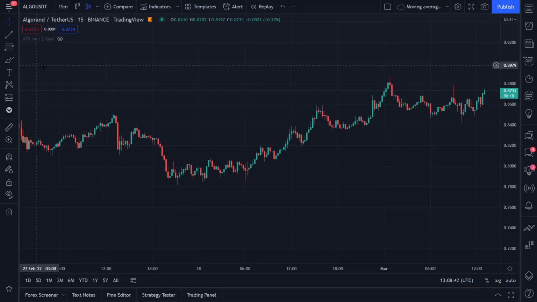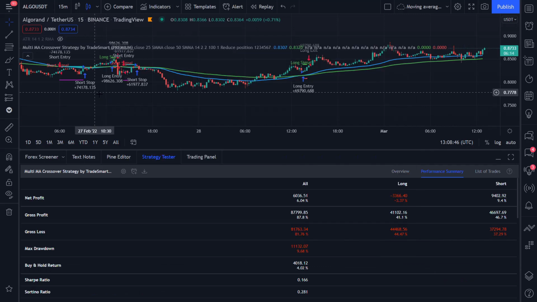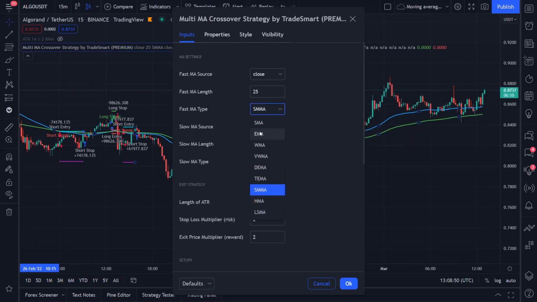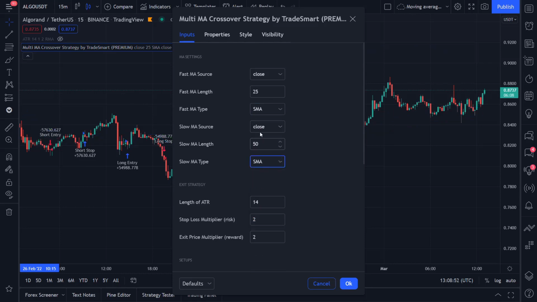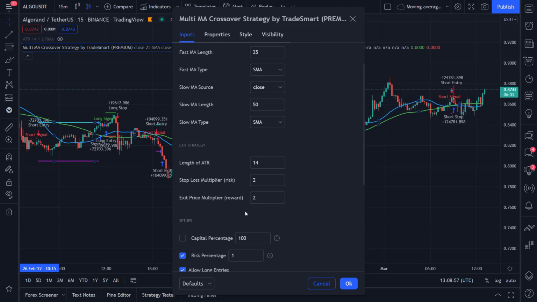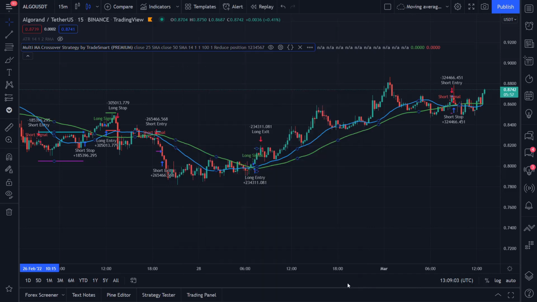Then, if you are a Smart Trader tier member, add the premium version of the multi-MA crossover strategy to your chart. Once you've done that, go to the settings, set the MA type to SMA and the fast MA length to 25 and the slow MA length to 50. After that, scroll down to the stop loss take profit setup. Here type in 1 for risk and 1 for reward. And with that, you are all set.